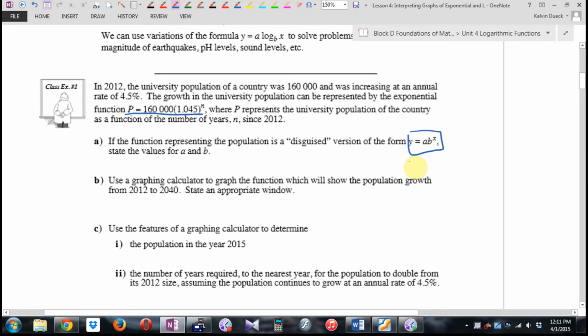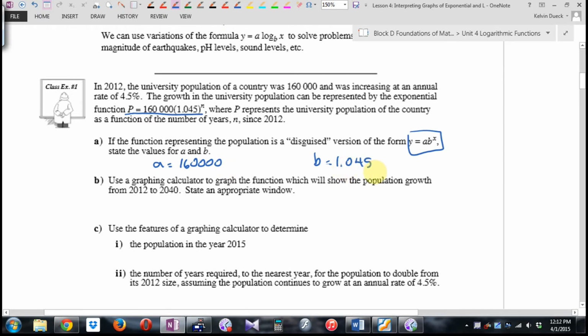Okay? It says, if this function is a disguised version, what's A and what's B? If this here is meant to match that, which it does. How do I know? Because there's an exponent as a variable. What's sitting where the letter A is? Don't overcomplicate it. What number is sitting right there over here? 160,000. What number is sitting where the base is? 1.045.